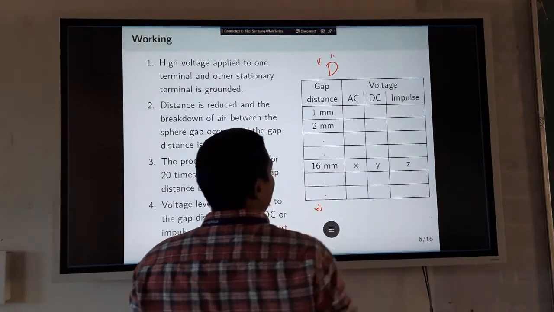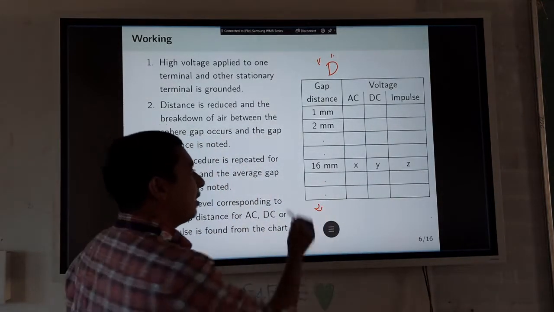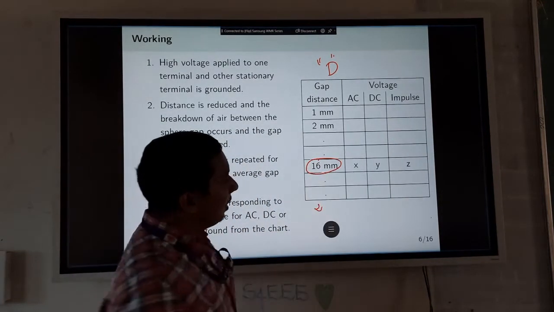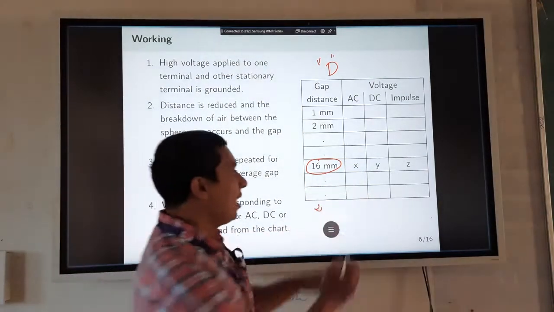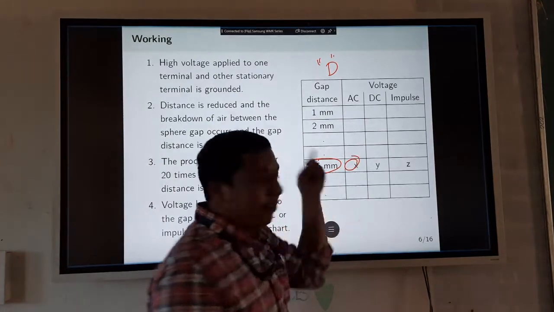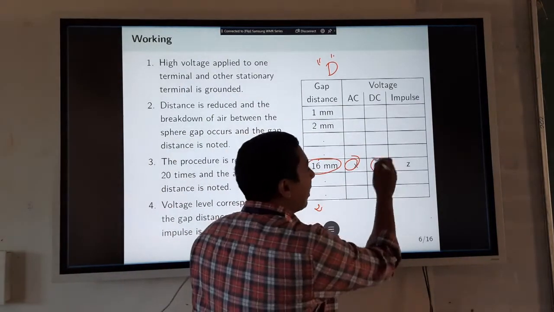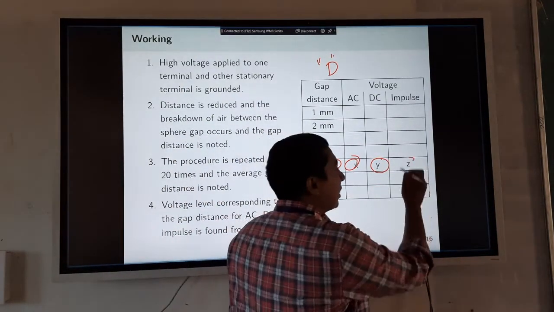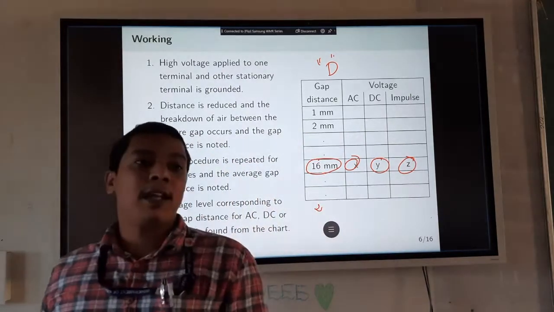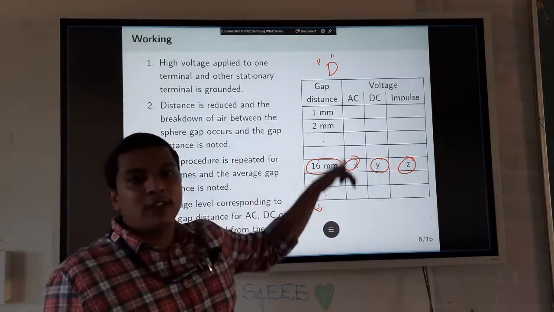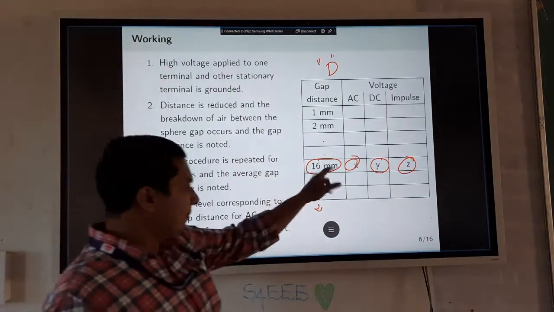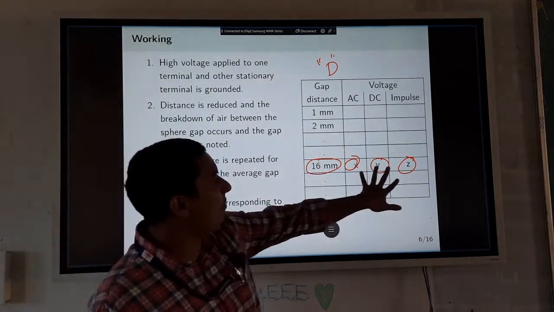AC, DC as well as inverse. So once in my measurement, I got 16 mm as the gap distance. In the table, if I was applying an AC, then I will find this X value. If I was applying a DC, then it will correspond to Y, and inverse will correspond to Z. Because the breakdown mechanism will change with the type of voltage that we apply also. So this way we will be able to find out.